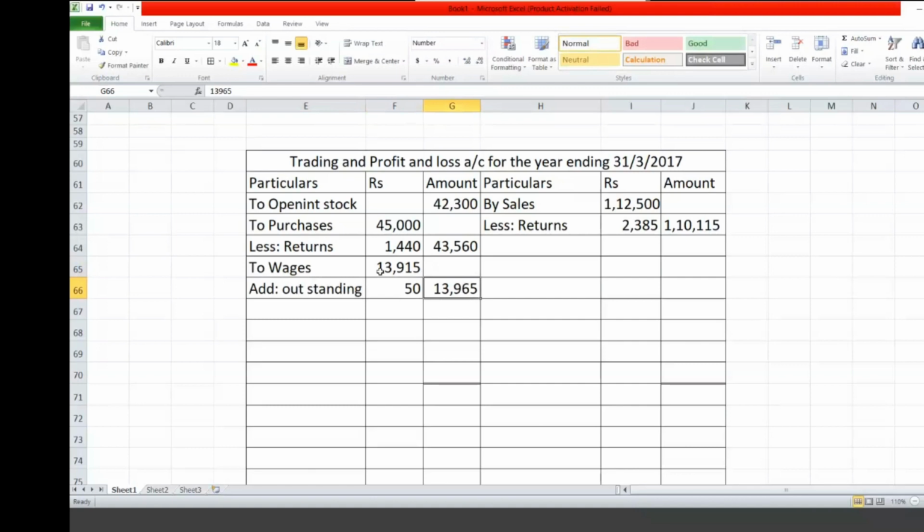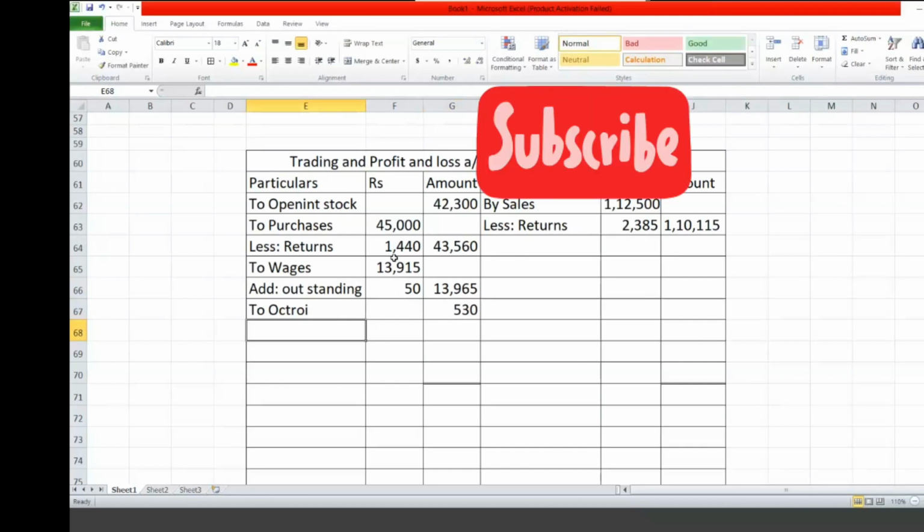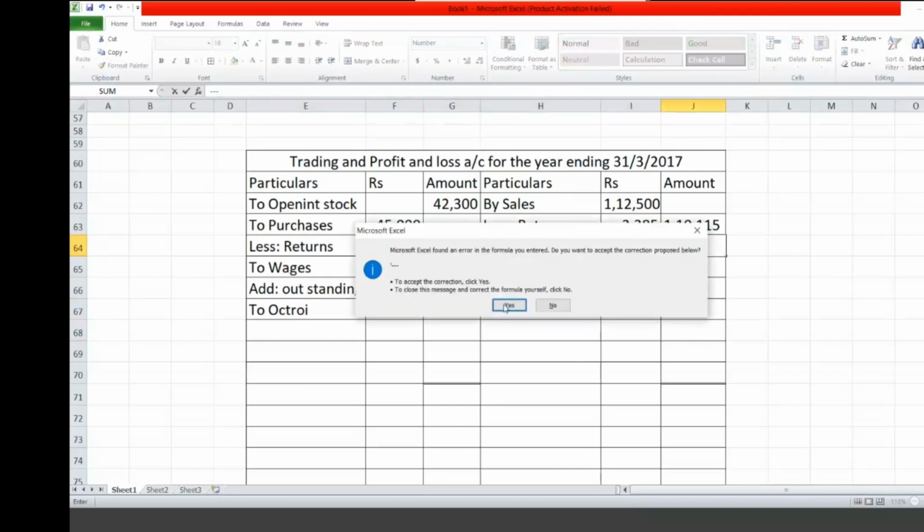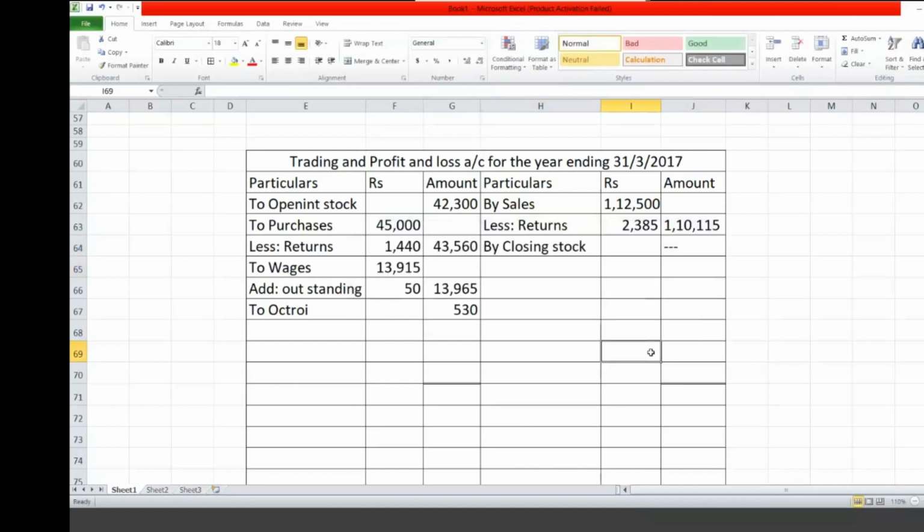Now you have one more transaction, direct expenses. It is octroi. To octroi. What is the amount? 530. All the numbers are not so good. They're not round figures. It's okay, no problem. Let us do it. Now let's see what the closing stock is. I couldn't find any closing stock. It's okay. So we don't have closing stock. But still we are going to write by closing stock. How much? Nil. It's just nil.